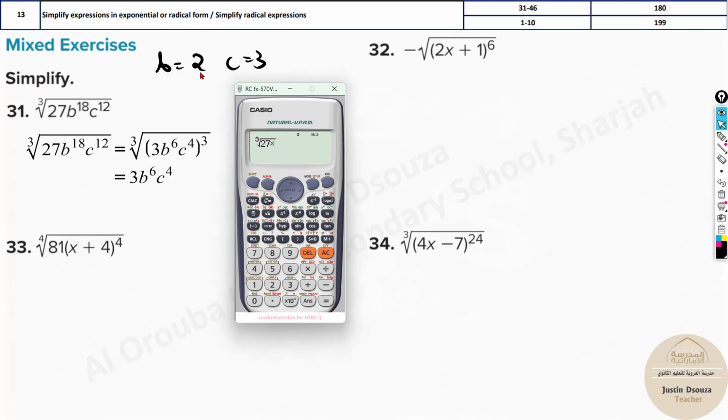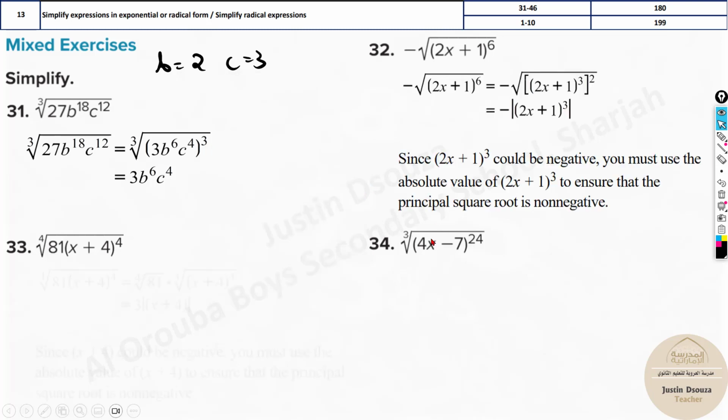27 multiplied by b is 2 to the power 18 and c is 3 to the power 12. Now the answer is 1552. Same thing you must get over here. Let's check. 3 into b is 2 to the power 6 and c is 3 to the power 4. The answer is 1552. That's the answer. So this is how we solve it.